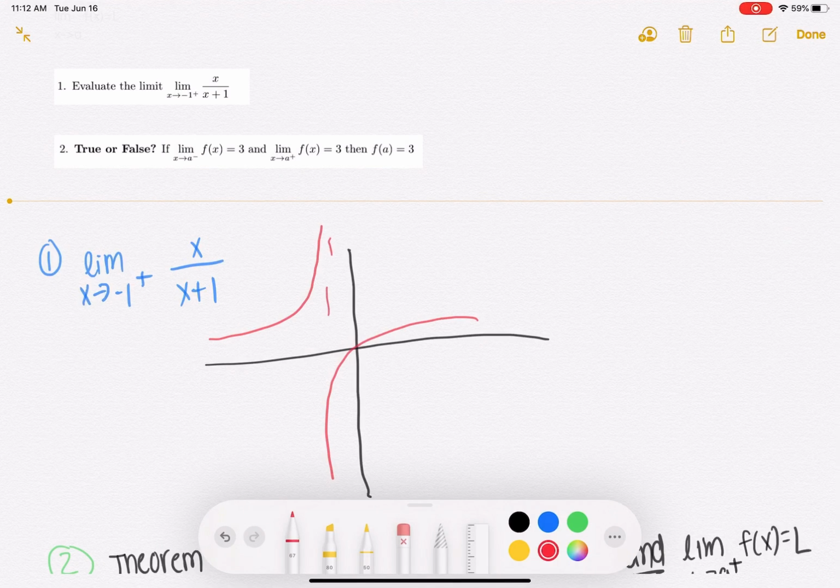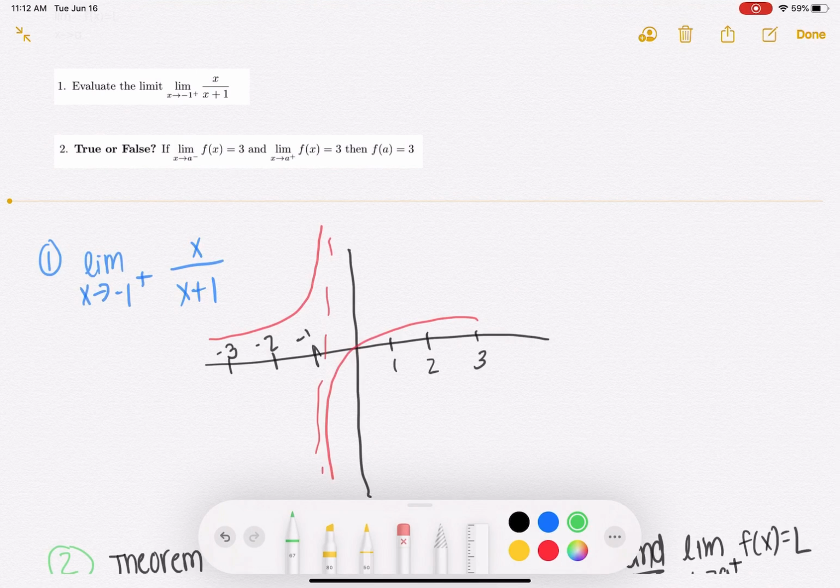We will draw in our asymptote at -1. We'll mark this as -1, -2, and -3. Same over here, 1, 2, and 3.